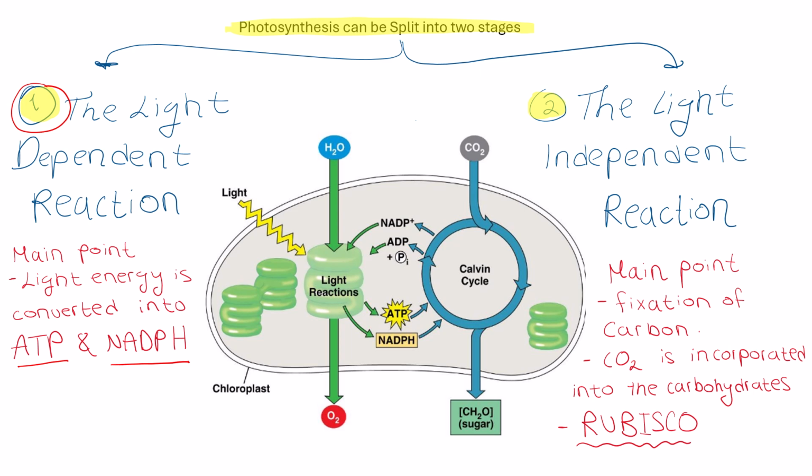So the main point of the light-independent reaction is the fixation of carbon, where CO2 is incorporated into the carbohydrates by the enzyme called RuBisCO. It's very important that you remember the enzyme RuBisCO.